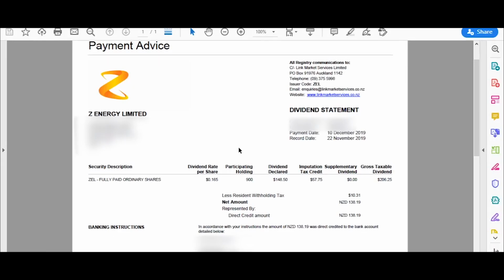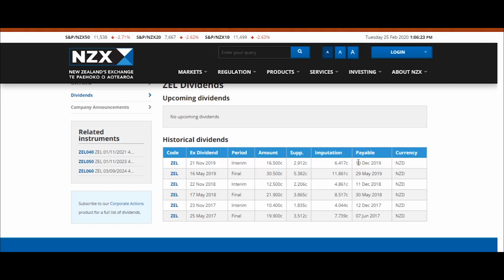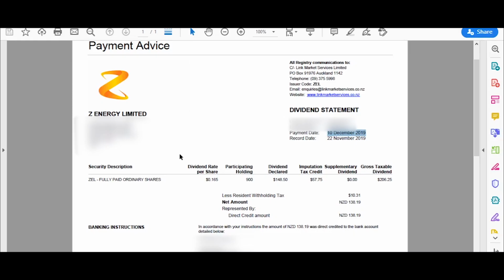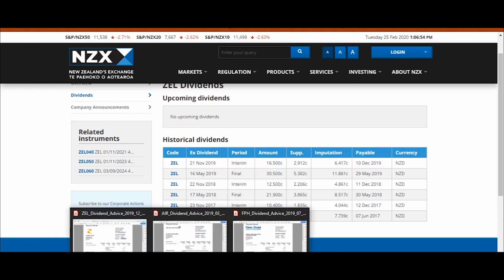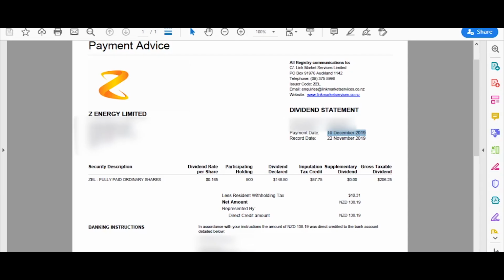So here we are. This is the dividend payment that we were just talking about. So I got this paid on the 10th of December 2019. As you can see, the payment date as indicated is 10th of December 2019. The dividend payment was $0.165 per share. Same as indicated here, 16.5 cents. So at that time, or I should say before the ex-dividend date, I had 900 shares.